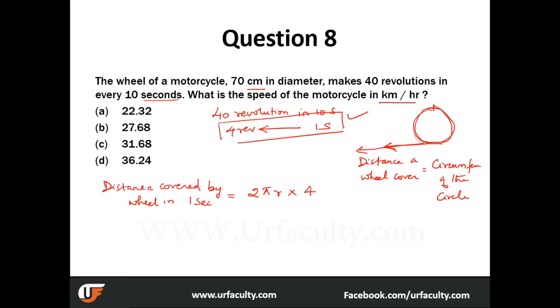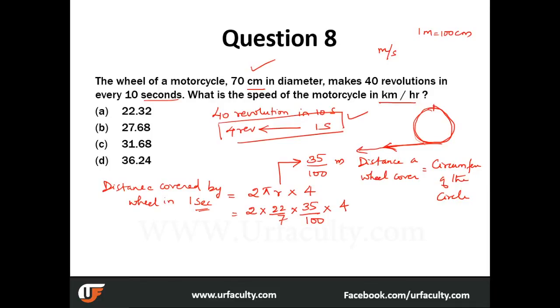So now let's put all the values in place. What is pi? 22/7. What is the value of r? They said it is 70 centimeter. Because it is in seconds, let's try to convert everything into meters per second. So 70 centimeter in diameter, so radius will be 35, and 1 meter is equal to 100 centimeter, right? So 35 by 100 meter. So into 35 by 100 is your radius into 4 revolutions per second, right?